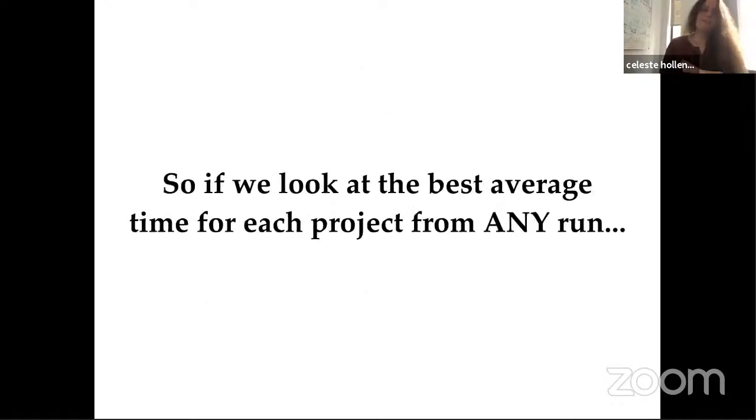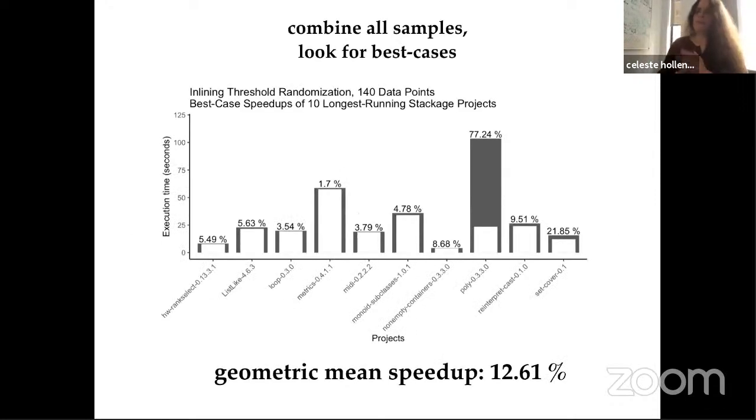Combining that all together, if we look at the best average time from each project for any run, such that we can put together some sort of oracle, like among the data set that we've seen so far, what would be the best solution for each package. We can nudge that up a little bit to a 12.61% geometric mean speed up. So presumably there's one or two projects that did a little bit better with just pure randomization without pragmas. And then the rest I think largely came from the data set with pragmas.